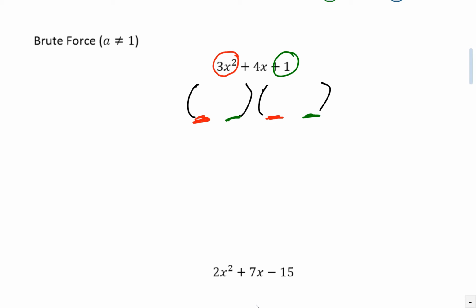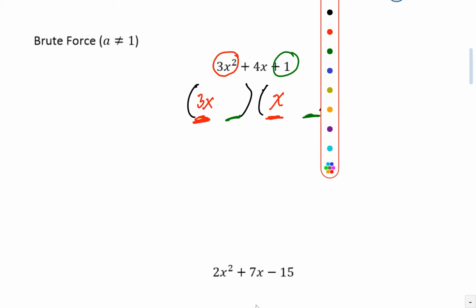All right, these red ones. We know they have to multiply to 3x squared. Well, what numbers multiply to 3x squared? And we only have one possibility. We could have 3x and 1x. Those are the only numbers that multiply to 3x squared.